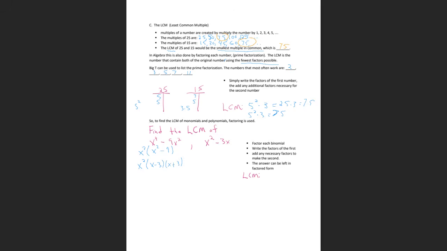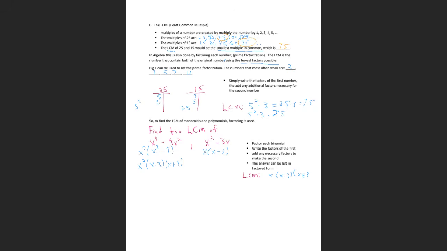So this has two x's, 1 x minus 3 and 1 x plus 3. So it has three different factors where the x is repeated twice. Over here we have an x and we have an x minus 3 if I pull out x as the GCF. So this has an x and an x minus 3. So when I do my LCM, you have to have an x, you have to have an x minus 3, and you have to have an x plus 3. Those are the different factors.